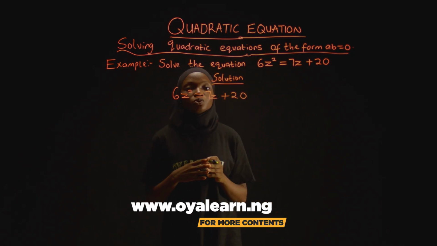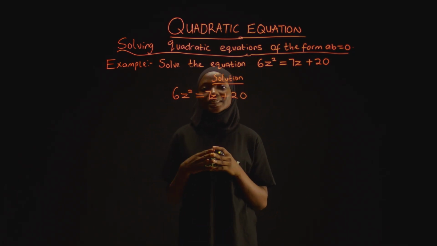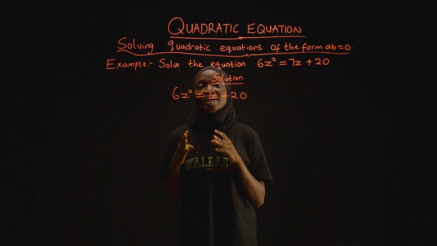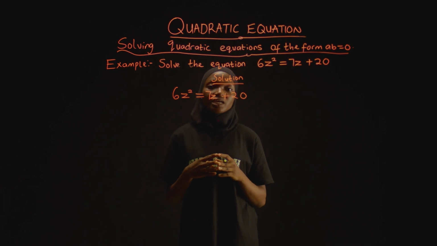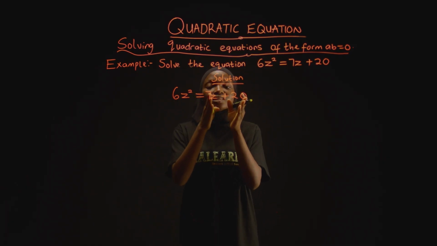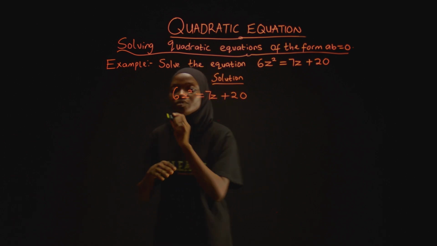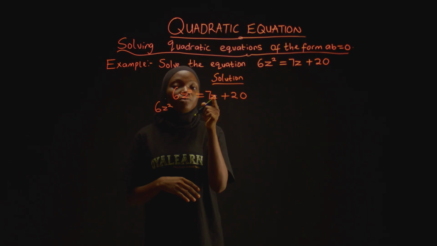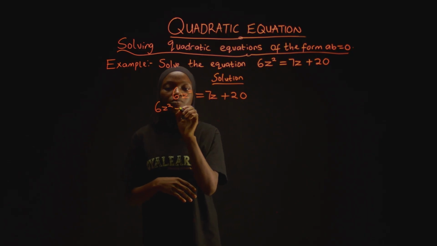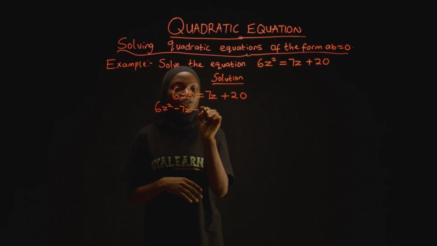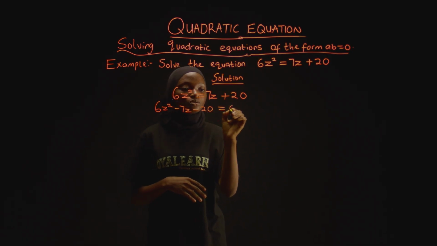Now the first thing we have to do here is make sure this looks like the general form of a quadratic equation, that is ax squared plus bx plus c equal to 0. That is, the right hand side would be 0. And we have to bring everything at this side to this side. So we're having 6z squared. This is the same as having plus 7z. It comes to this side, becomes minus 7z. Plus 20 comes to this side, becomes minus 20 equal to 0.